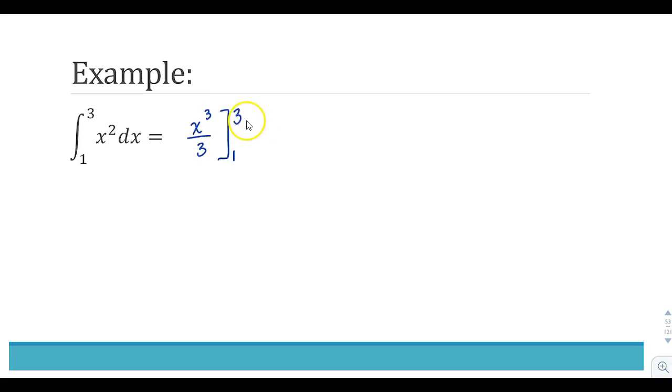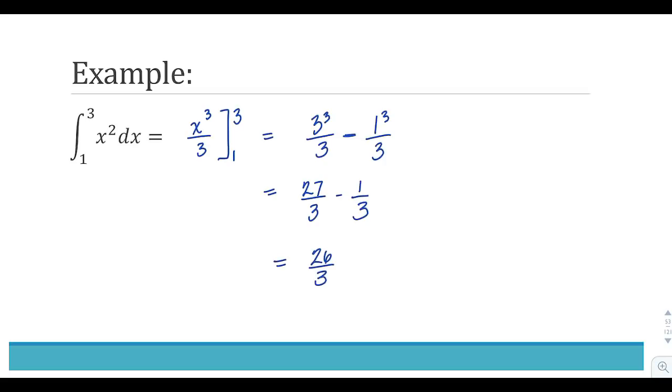So I'm going to substitute in 3 first. The upper limit of integration goes in first. So I have 3 cubed over 3 minus, I substitute in the lower limit of integration, 1 cubed over 3. So I have 27 over 3 minus 1 over 3, or 26 over 3. So the exact area under the curve is 26 over 3. We didn't need an approximation and we didn't need to use the limit of the Riemann sums definition, as long as we can find the general antiderivative of x squared.